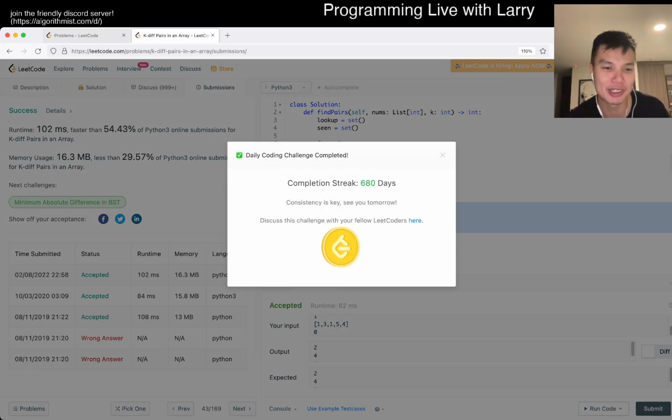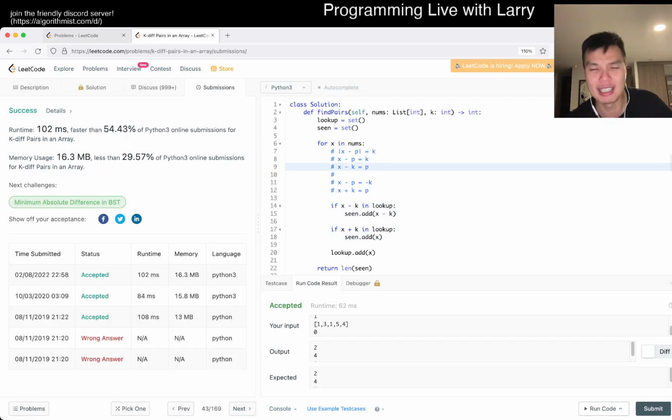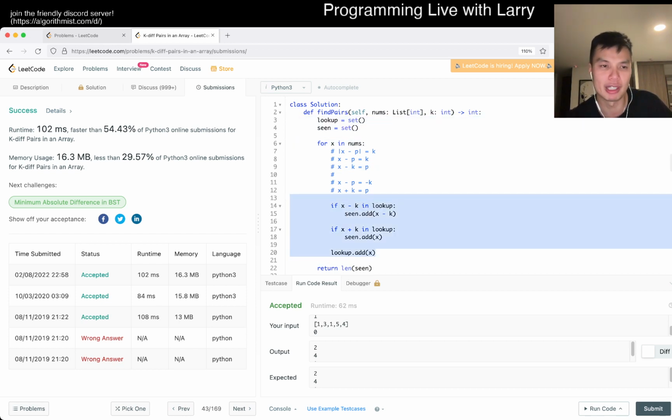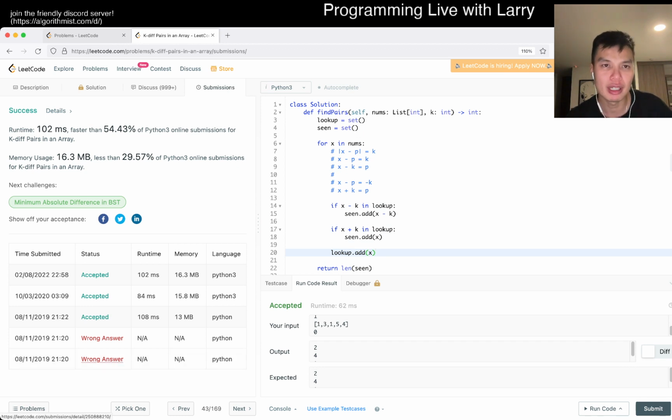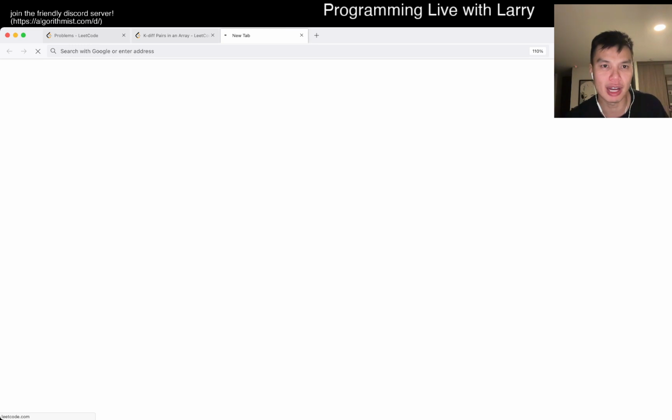So now we have a 680-day streak. Cool. As I already mentioned, this is linear space and linear time, and this is all of one. So yeah, cool. I think that's all I have for this one.